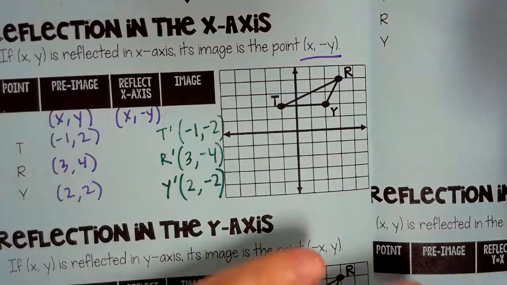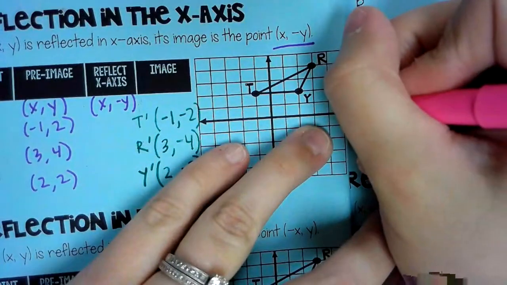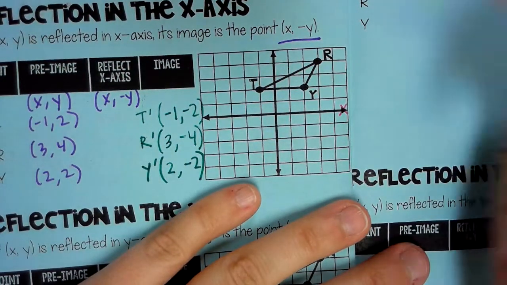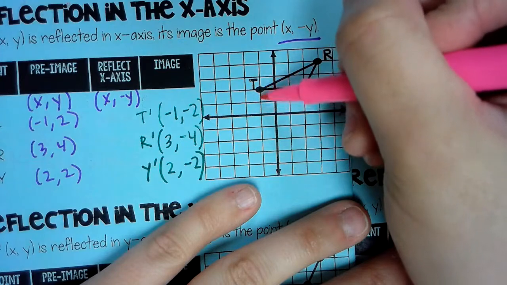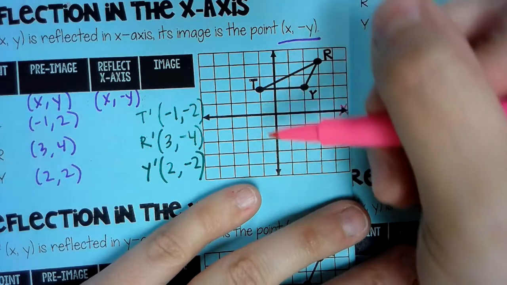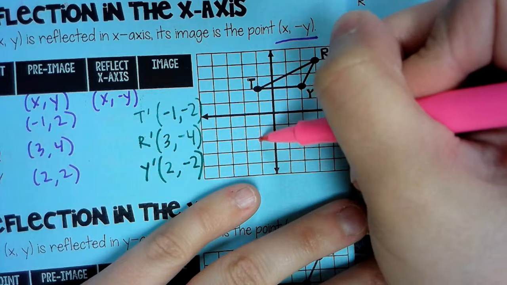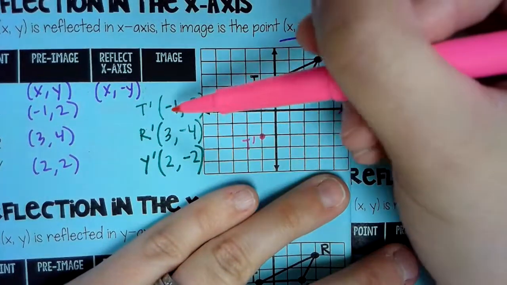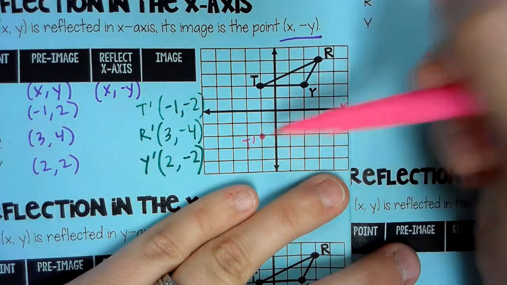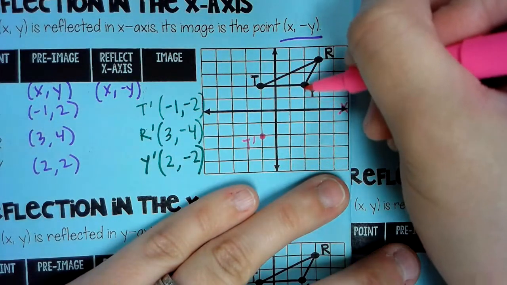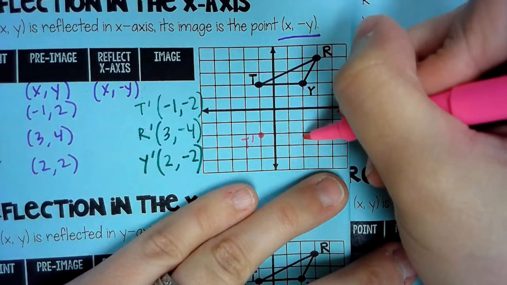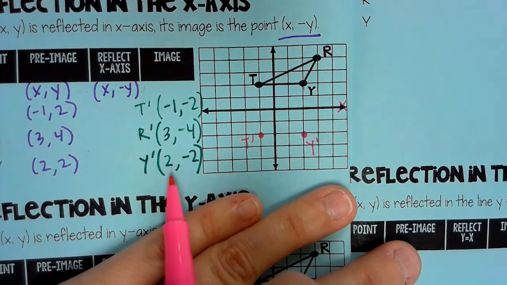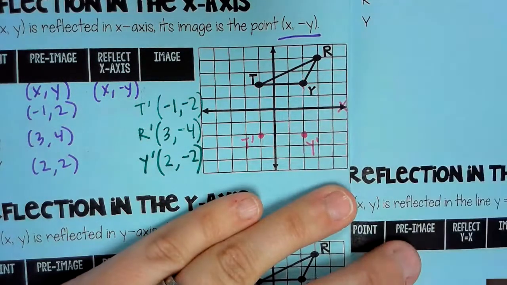Your other option, if you want to reflect in the x-axis, we know that this is the x-axis right here, this line, and all you're going to do is just count. T is currently 2 units away from the x-axis, so if I want to reflect over the x-axis, I'm going to go 2 units away on the other side, and I'm going to label that point T prime. I know I'm right because it says the coordinates were (-1, -2) according to the rule, and that's what I've got. Y is 2 units away right here. So I'm going to go 2 units away on the other side. There's Y prime. Again, I know I'm right because Y prime was supposed to be at (2, -2). And that's where Y prime is.